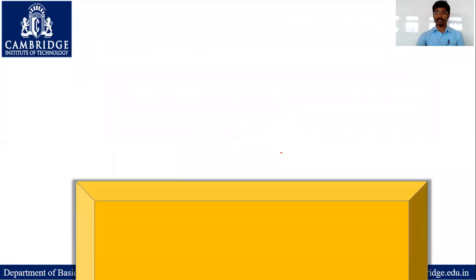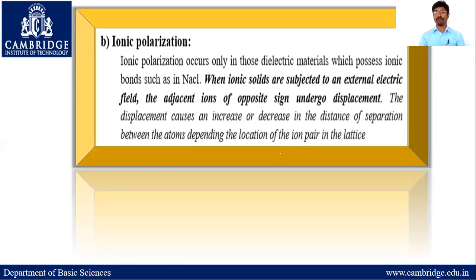Now we will move on to the second one. Second one is the ionic polarization. In the ionic polarization, the ions can be displaced from one position to another position in the presence of external electric field. Ionic polarization occurs only in those dielectric materials which possess ionic bonds. Which are the ionic bonds? For example, NaCl, Na plus and Cl minus. KCl, K plus and Cl minus. These are the positive ions and negative ions we consider.